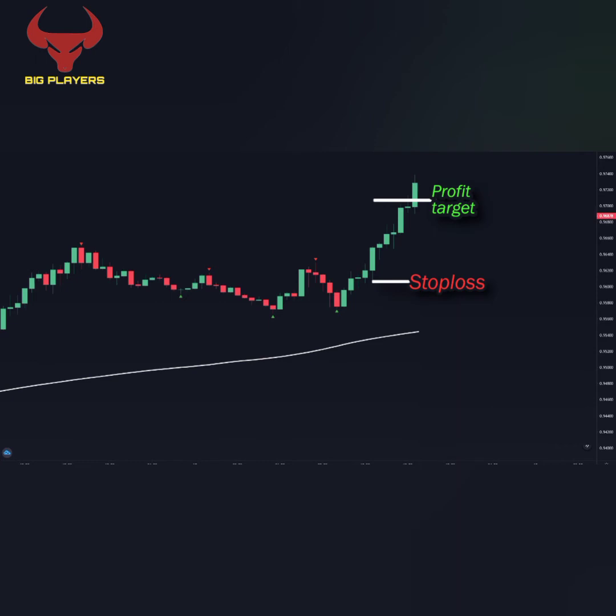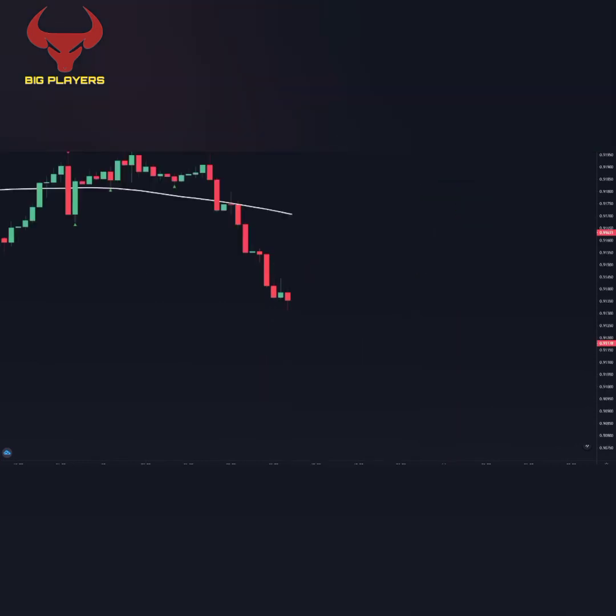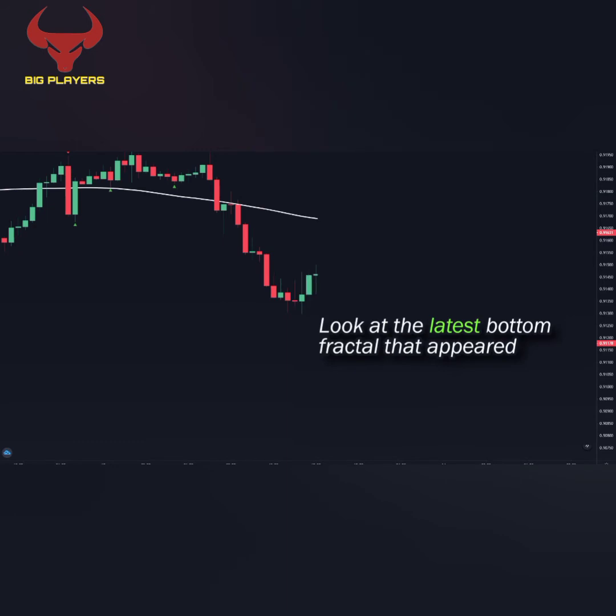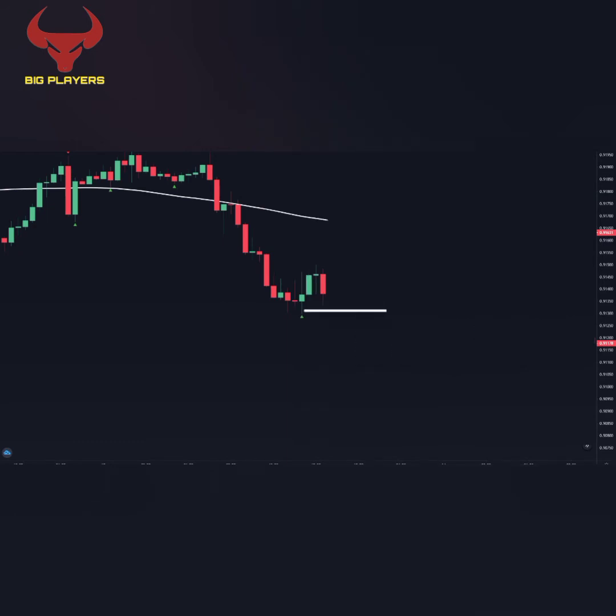Let's look at another example. In this chart, we can see that the price is below the 200 EMA. And so you want to look at the latest bottom fractal that appeared. Then, you wait for a candle to close and break out below the fractal candle. Once this happens, you take a sell position.